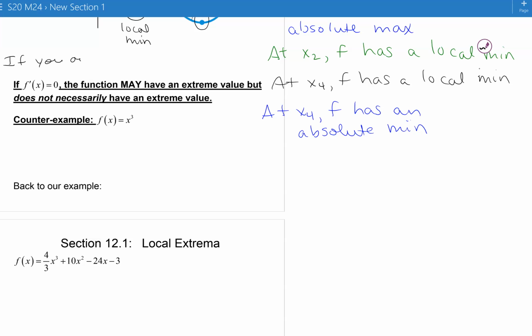If you are at an extreme value, f prime of x will be 0. The derivative will be 0. But finding someplace where the derivative is 0 only might give you an extreme value. It doesn't guarantee you one. It doesn't necessarily say you will find one. So this is really important that you understand the logic here.